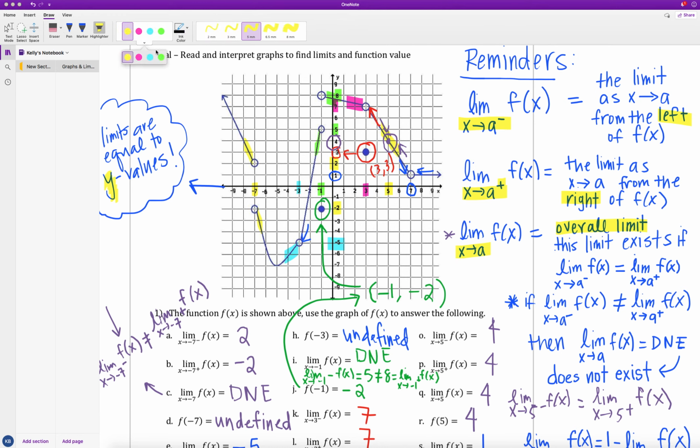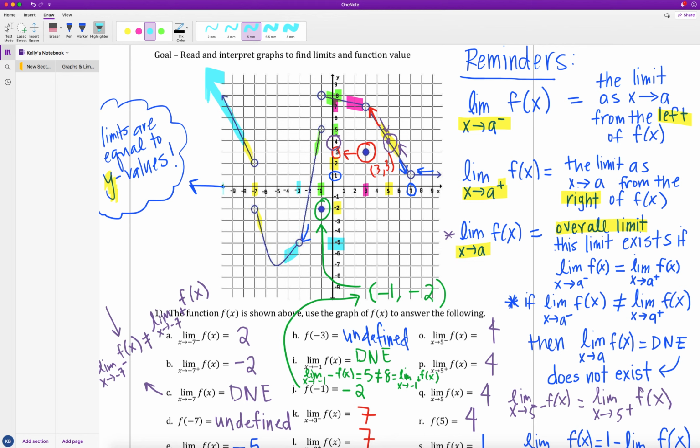Let's see if I can get another color. No, I guess I'll highlight it in blue. So this piece, as I keep going to the left, is the straight line segment that's going up, and you can even see the arrow on there. So I'm going to go ahead and draw the arrow with our highlighting. This is the piece of the graph that I want to pay attention to.